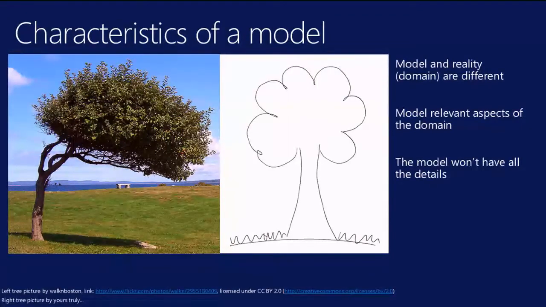The model won't have all the details because it doesn't need them. Let's say that we have a problem that we need to solve. We create a model that only has enough details, only captures as much as is necessary to solve that problem. Everything else is essentially, or at the moment, not relevant.